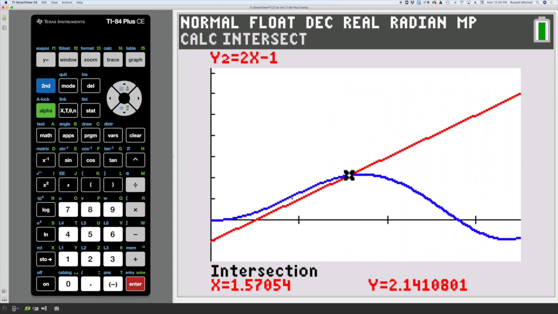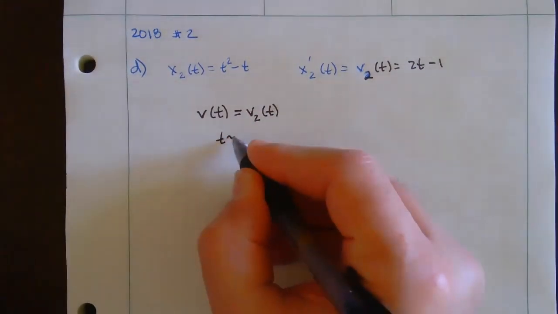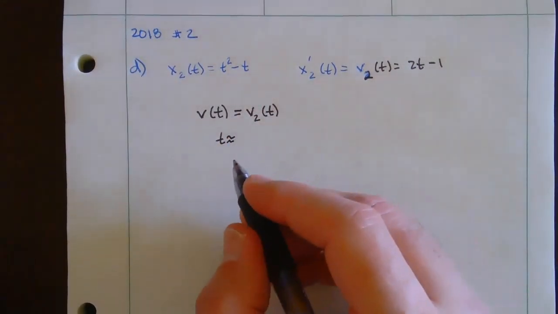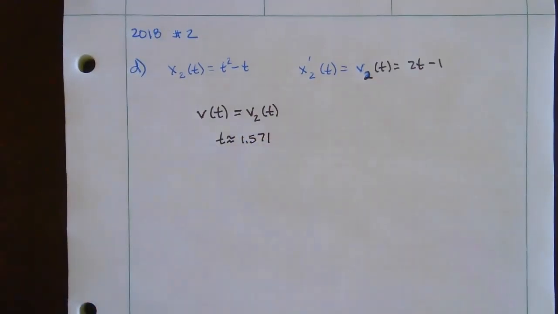So let's go to our paper and record this value. Solving this equation that we have right here, t would be approximately 1.571. So the two particles are moving with the same velocity at time t equals 1.571.